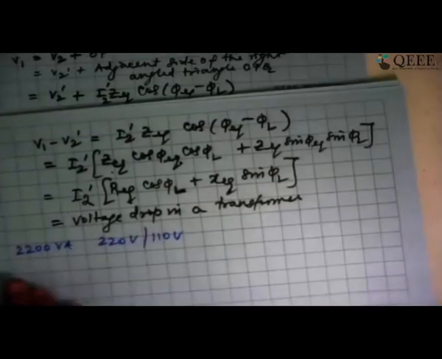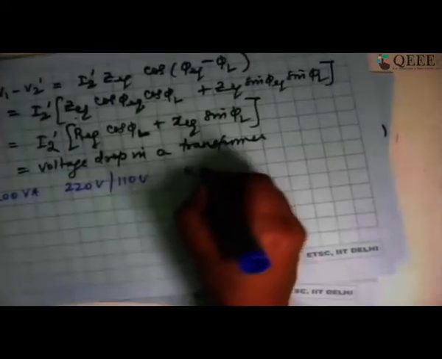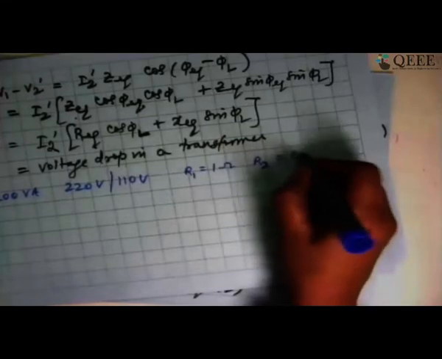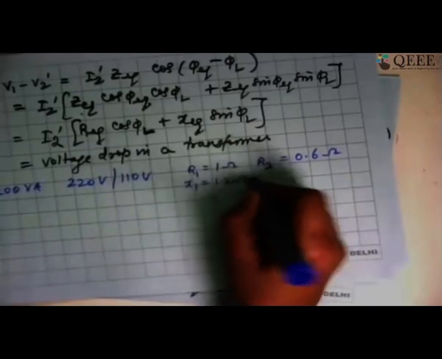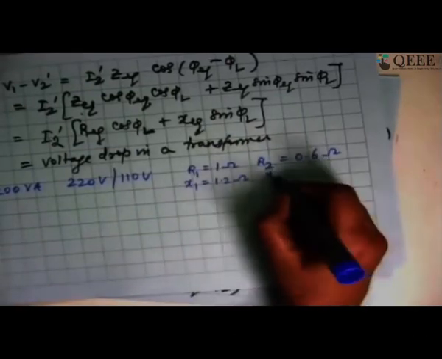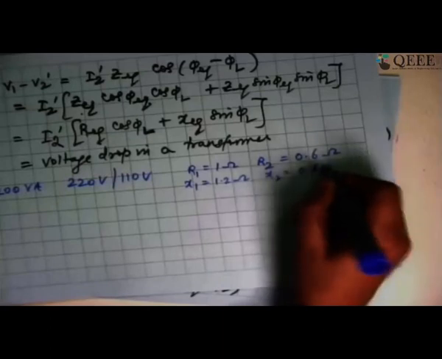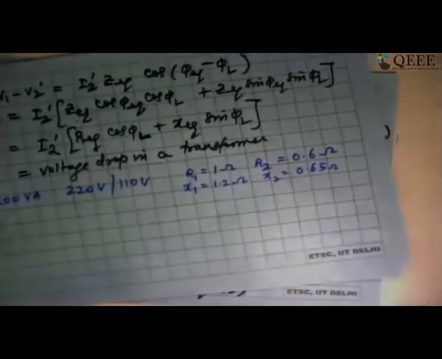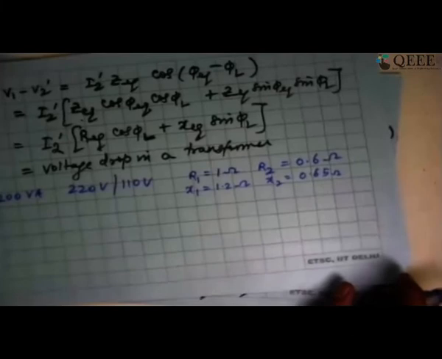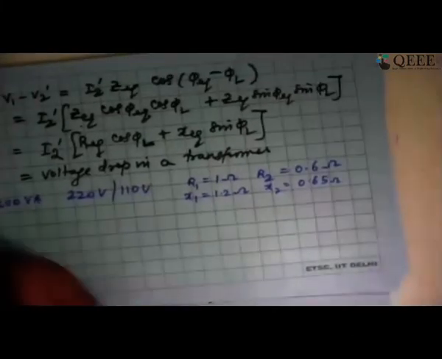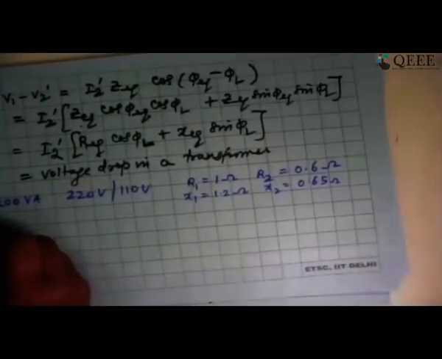Of course, we had taken very large values. If you may recall, we took R1 to be 1 ohm, R2 to be 0.6 ohm. Similarly, X1 to be, I think, 1.2 ohm and X2 to be 0.65 ohm. This is what we took as the values. Let me just go with the same values. It doesn't matter.